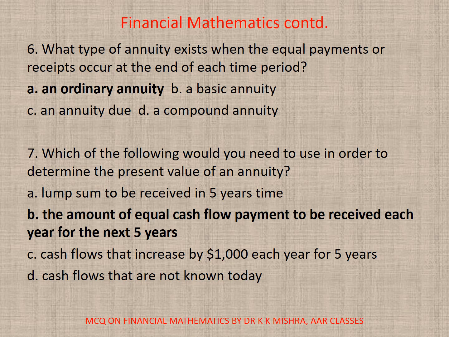7. Which of the following would you need to use in order to determine the present value of an annuity? The correct option is B. The amount of equal cash flow payment to be received each year for the next 5 years.